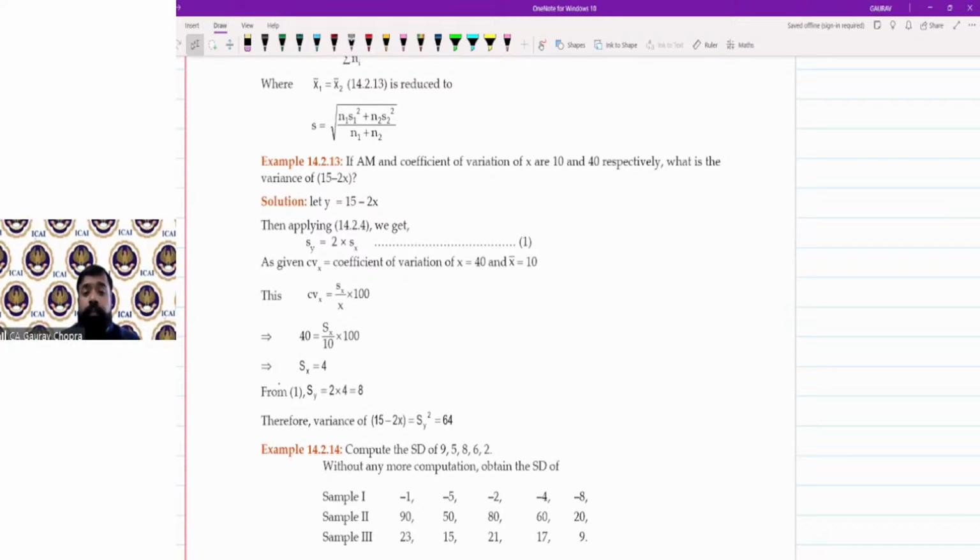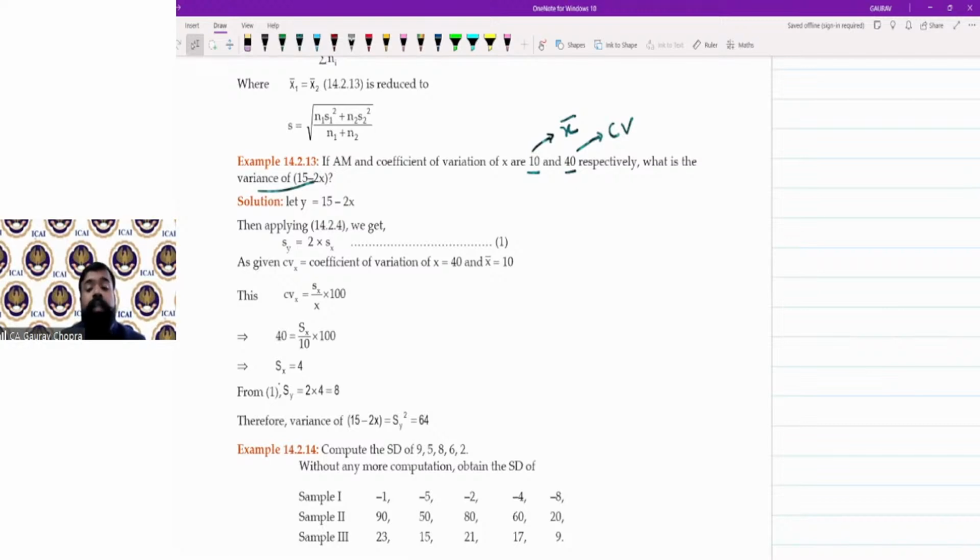If the arithmetic mean and coefficient of variation of x are 10 and 40 respectively. So this 10 is what? This is the arithmetic mean, x bar. And what is this 40? This 40 is CV, the coefficient of variation. And what we require is the variance of this one.